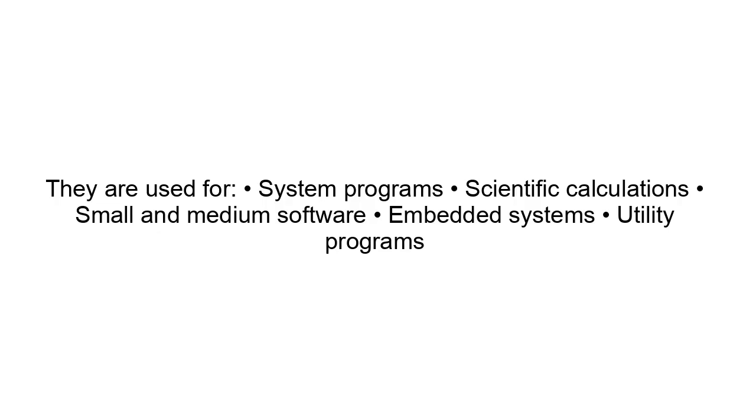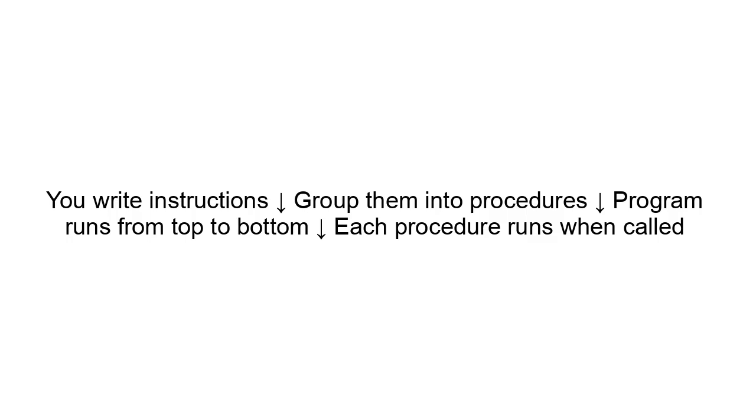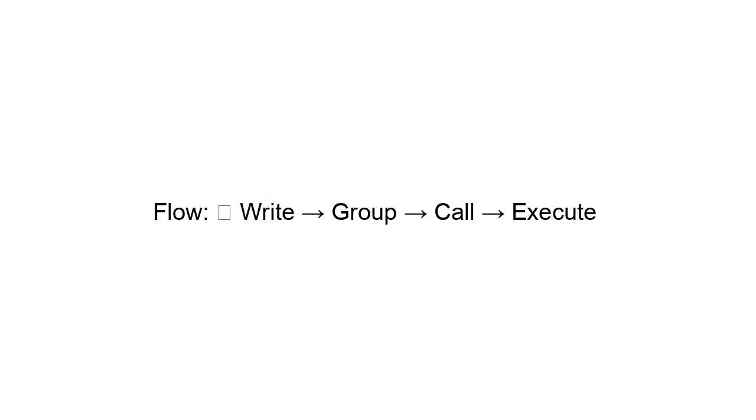How procedural languages work, step by step. You write instructions. Down pointing arrow. Group them into procedures. Down pointing arrow. Program runs from top to bottom. Down pointing arrow. Each procedure runs when called. Flow: write, then group, then call, then execute.